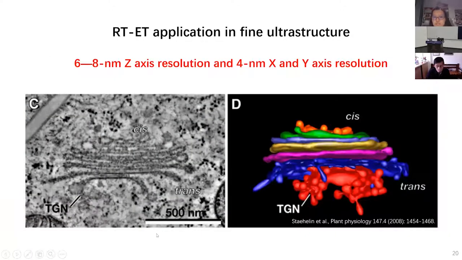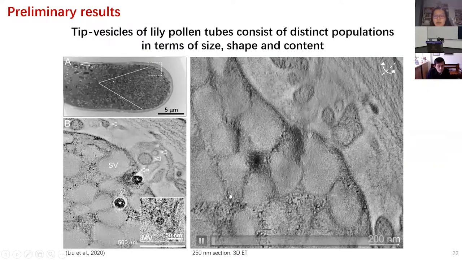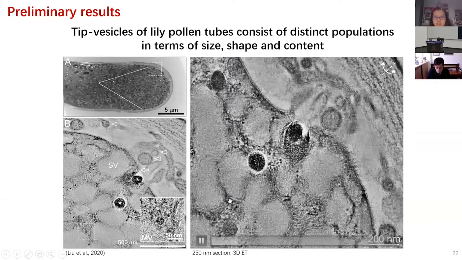Room temperature ET can be used to investigate small subcellular structures such as Golgi stacks and related vesicles, and the resolution is limited to 4 nanometers, about the thickness of a lipid bilayer. It has also been used to image large volumes to get a whole cell view of different organelles with nanometer resolution. To obtain high resolution tip vesicle morphologies, we decided to use RTET to observe the lily pollen tube tip region, because the lily pollen tube has a relatively larger size.